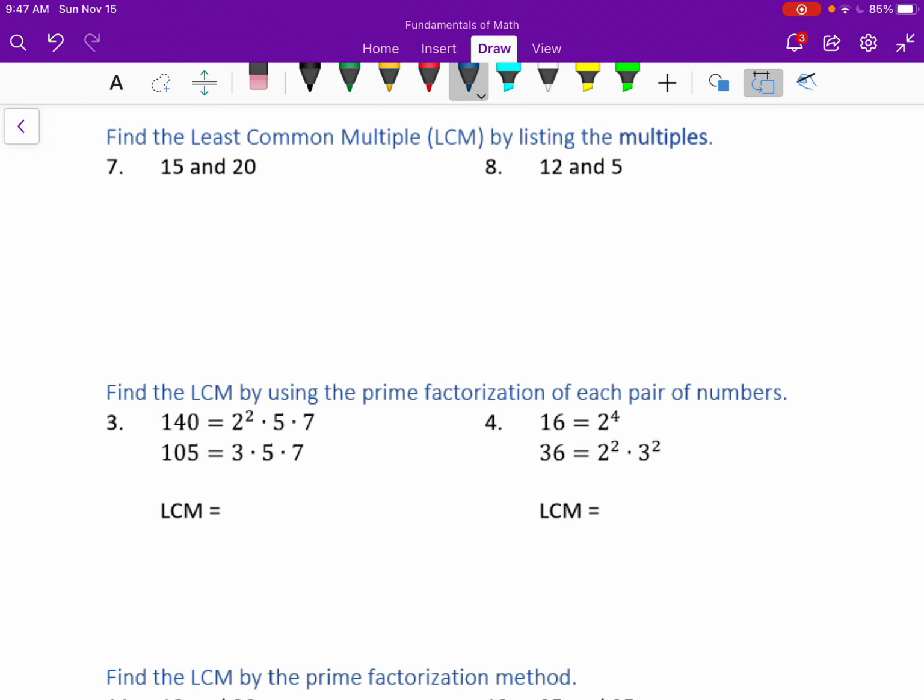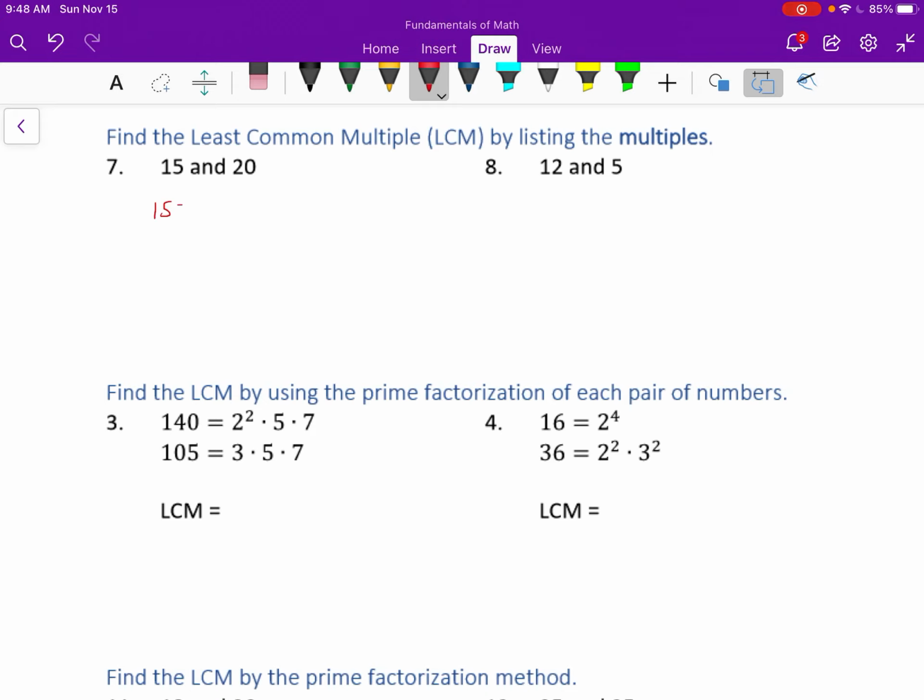In the second part of the quiz review, we're going to be looking at least common multiple, and we have 3 sections on this as well, so we'll work through these. Find the least common multiple by listing the multiples. So listing the multiples, remember that's like skip counting.